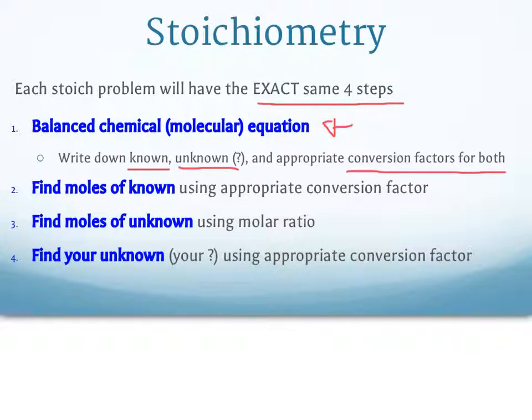Step 2 is you're going to find the moles of what you know using the appropriate conversion factor, whatever it is that will get what you know into moles. Step 3 is always going to be using your mole ratio to find the moles of what you don't know. Step 4 is you're going to find your unknown, which is your question mark, using the appropriate conversion factor.